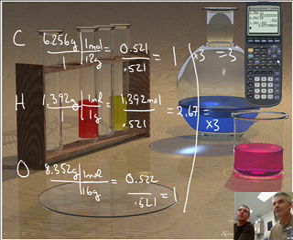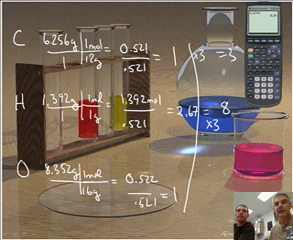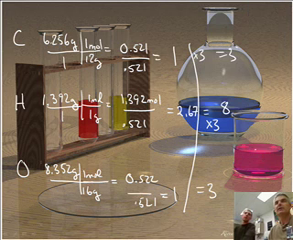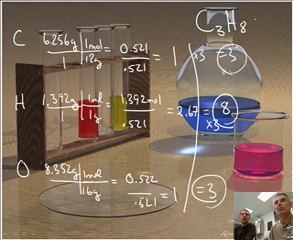Now, I'll put it in the calculator, but hopefully you can do that on your own. 2.67 times 3 is 8. And that's close enough to a whole number. You want to get to a whole number, or in the neighborhood. And this will be 3. So carbon, we have 3 of them. So C3. There's 3 carbons, 8 hydrogens, and 3 oxygens. C3H8O3.